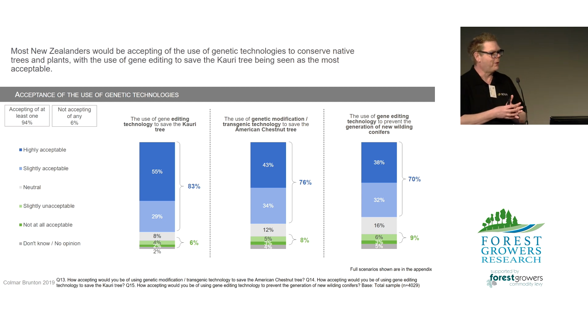And finally, at the end of the survey, we actually presented some different scenarios around using gene technologies. We gave a little description of what the problem was and how we might use technology to provide a solution. And then we asked people whether they found this acceptable or not acceptable. And the three scenarios we presented were a theoretical one around using gene editing as a possible solution for Kauri dieback. We then presented a transgenic technology option, which was something that's actually happening in the USA, where they're using transgenic techniques to try and save an iconic species called the American chestnut, which has been pushed to the edge of extinction by a blight disease, and they're actually currently doing some field trials with transgenic trees to solve this. And we also asked them about wildings and whether if we could gene edit Douglas fir so that it didn't add to the wilding problem, they would find this acceptable.